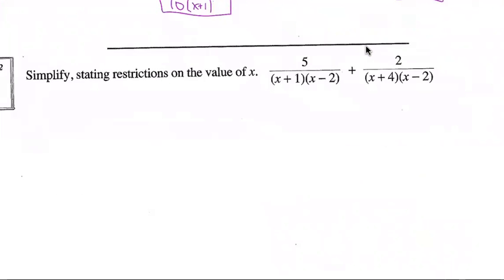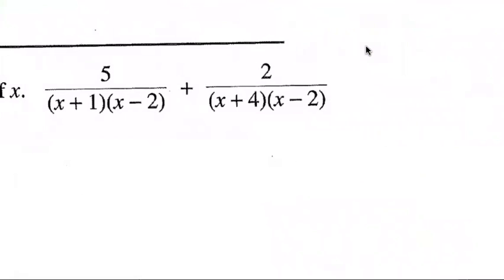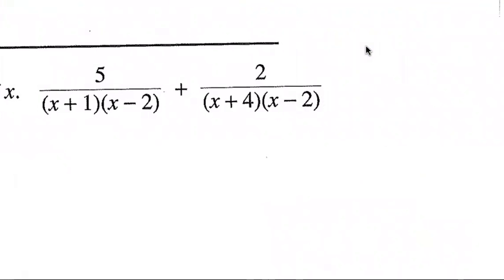Example 2, simplify, state the restrictions on the value of x. So hopefully you're at that point right now where you can very quickly look at the denominator of these rational expressions, especially if they are factored, and determine what those non-permissible values are, or what values make the expression undefined, or what the restrictions are on the expression.